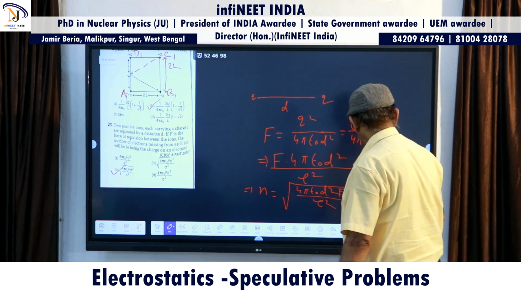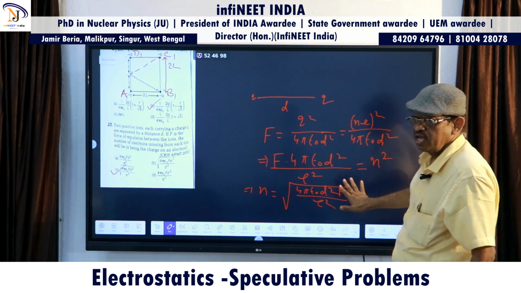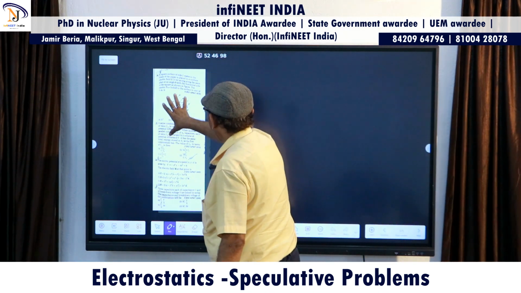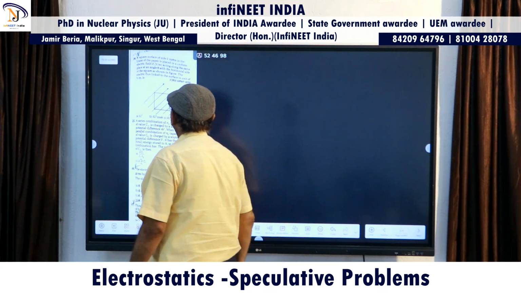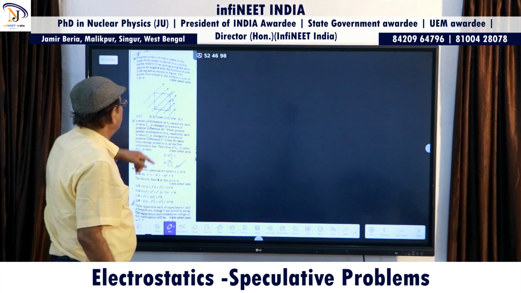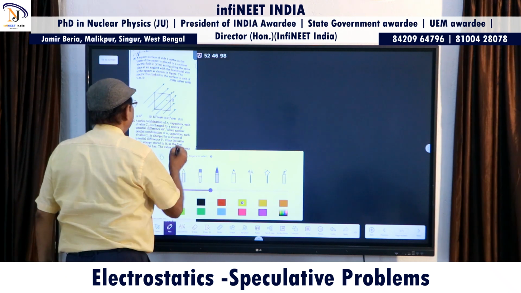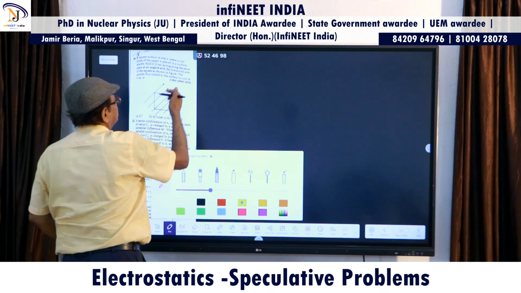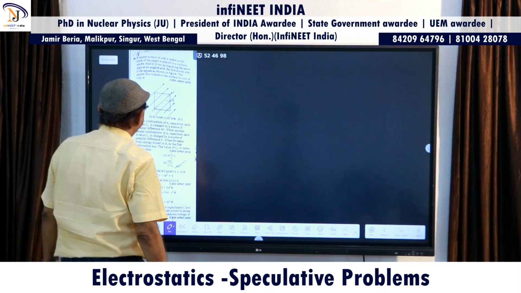Now I will go for the next problem to solve. Once it is done, you tell me. Easy na? Next problem. You see here. Here is the problem. The square of sides L. All the sides have length L. E is acting along this direction. So this is a perpendicular direction. So all are acting in which direction?